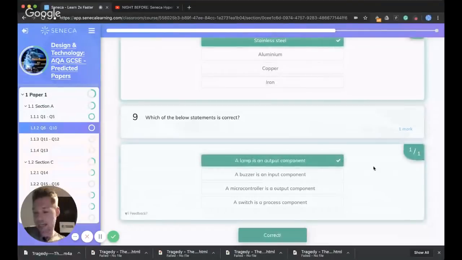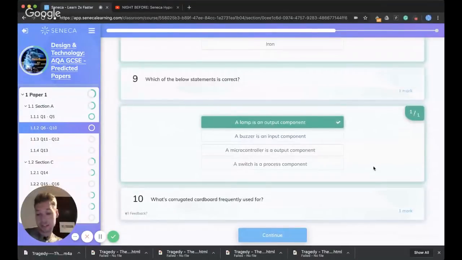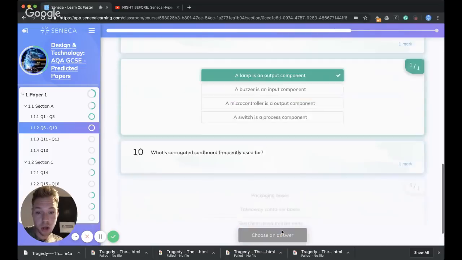Yeah, really good. A lamp is an output component. An output component is something that gives out. A lamp gives out light. A buzzer gives out a sound. So it's an output component. And a microcontroller is going to be like a switchboard. So all good.